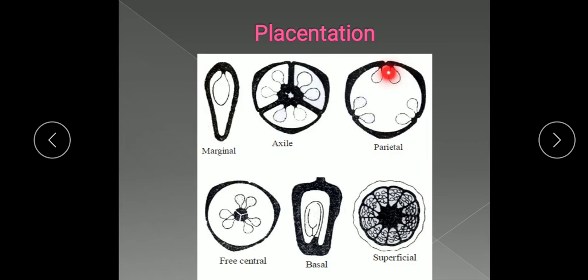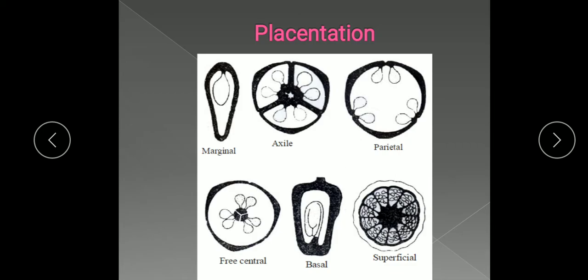So placenta are borne on the fused margin of the same carpel, and here you see the ovules are attached on this margin. So this type of placentation occurs in watermelon and other cucurbits also. So this type of placentation is known as the parietal placentation. Sometimes the ovary becomes 2 chambered also due to the formation of false septum, like in Brassica.